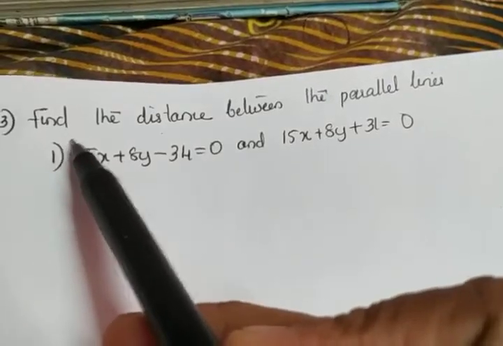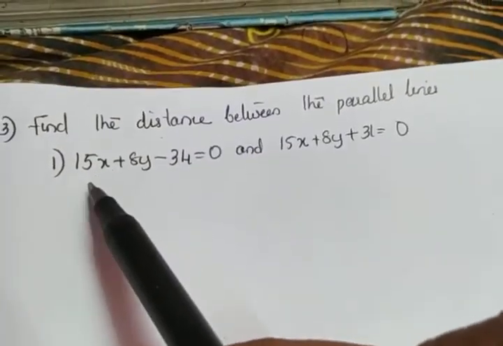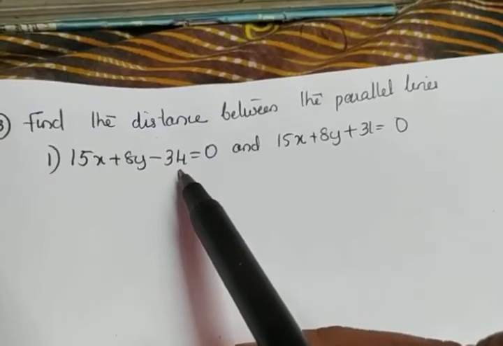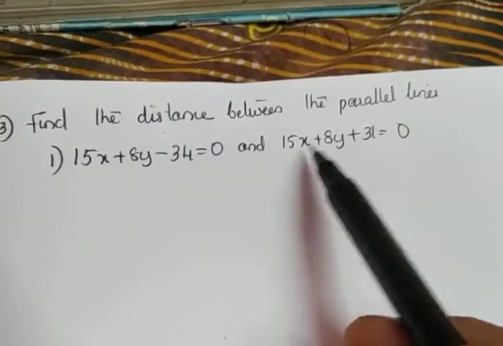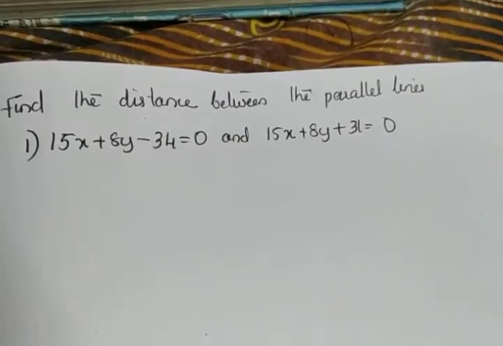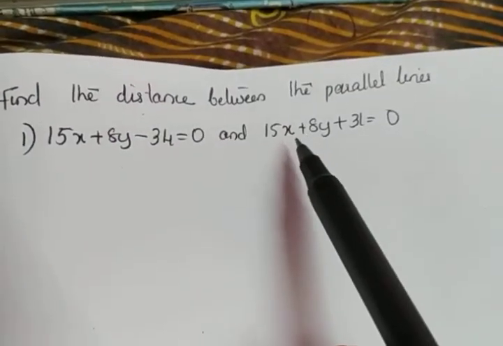The next one: find the distance between the parallel lines 15x + 8y − 34 = 0 and 15x + 8y + 31 = 0. In the question itself, it is given that these two lines are parallel.